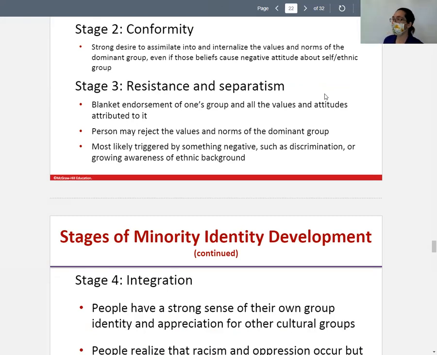But in this stage, they may be more motivated to learn about the culture and understand it more and see where they come from. Like, what is the origin of the ethnicity or whatever minority group that they may be in. So they're moving into rejecting maybe some of the values of the dominant group.